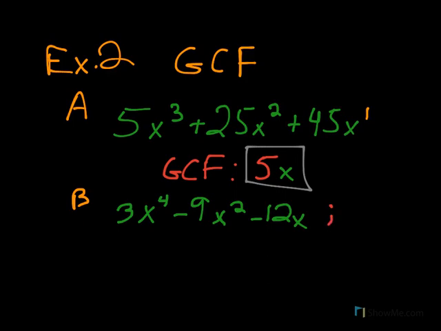Again, the greatest common factor, the GCF. Look at the smallest number. The smallest number is 3, the smallest coefficient, I should say. Is 9 a multiple of 3? Yes. Is 12 a multiple of 3? Yes. Therefore, 3 is my greatest common factor.